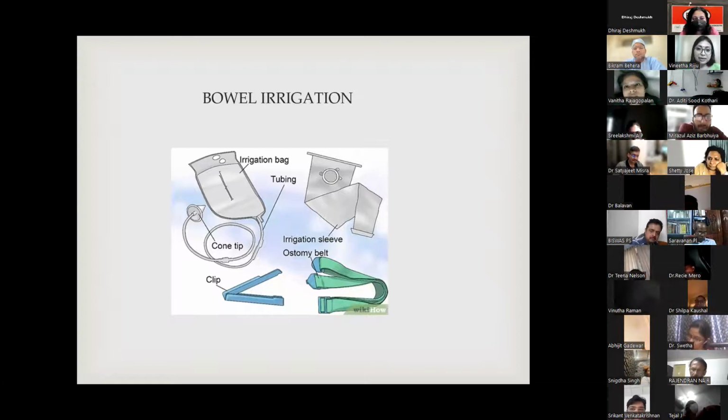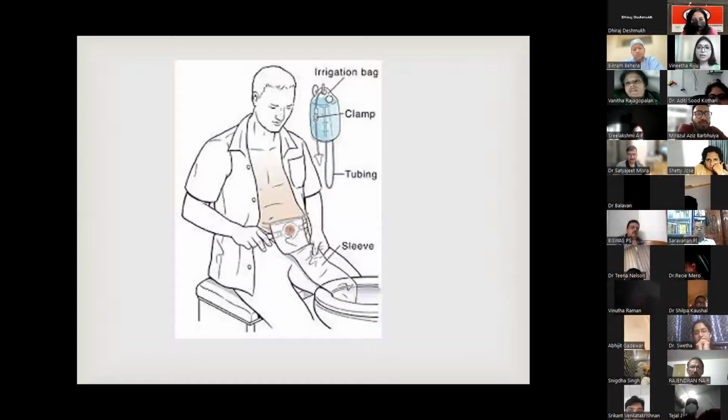And these are the different components that are used for bowel irrigation. You have an irrigation bag, there is a tube, there is a cone in the tip which is inserted into the colostomy, and there you can see the ostomy belt and the clip with which you can seal off. You will see it in the next picture. And this is an irrigation sleeve through which actually the fecal matter is washed out, right? So this is how it is.